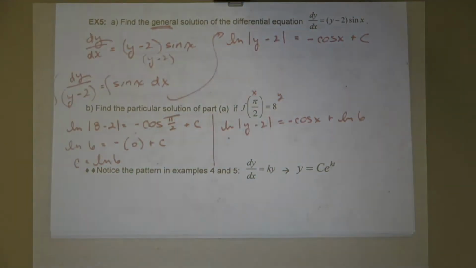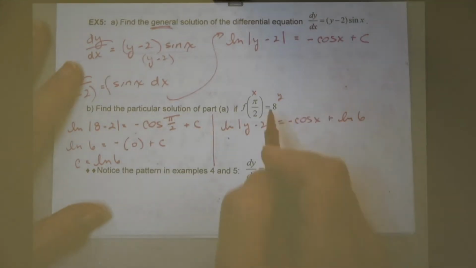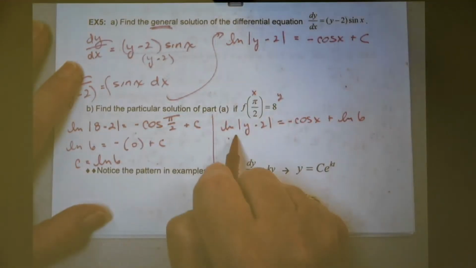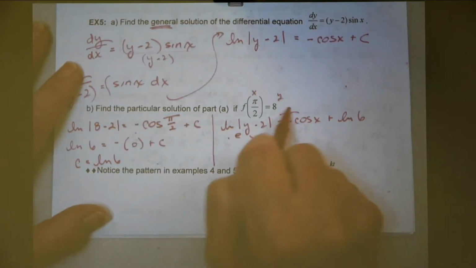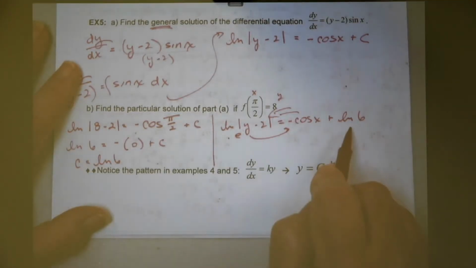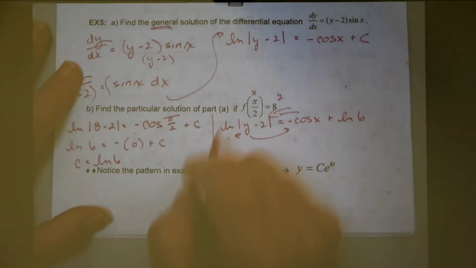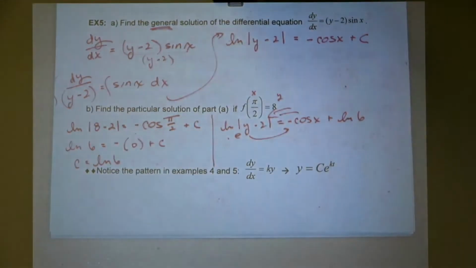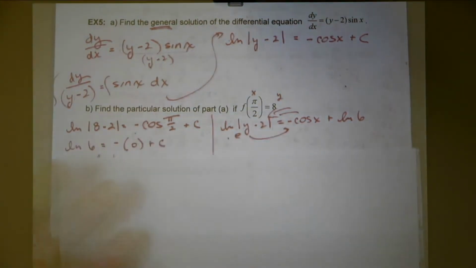Again, think about reading this in a circle. E to the negative cosine x plus ln 6 is y minus 2. And that's going to drop the natural log from the left-hand side of the equation. E to all of this is that. You should already be seeing you're going to have e to the ln 6, which is going to be a constant of 6. There's your c in the equation, but let me get a piece of paper. All right, here we go.